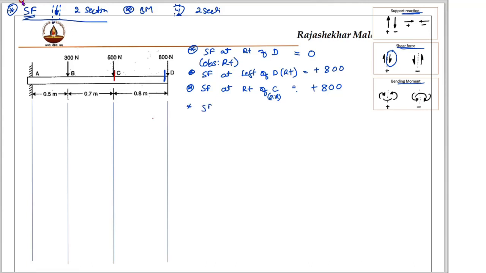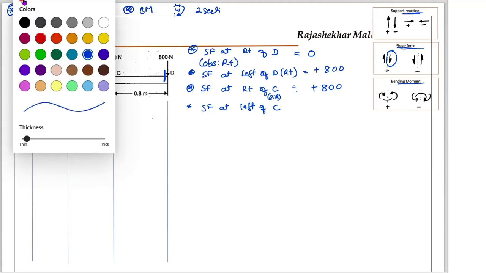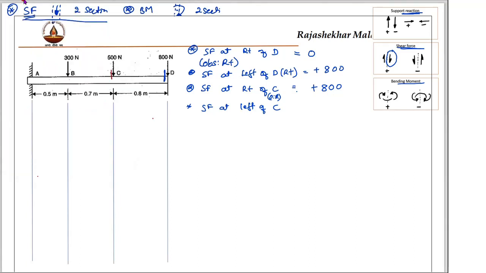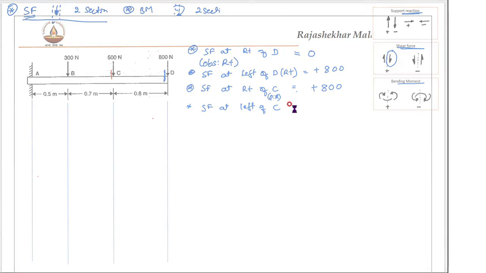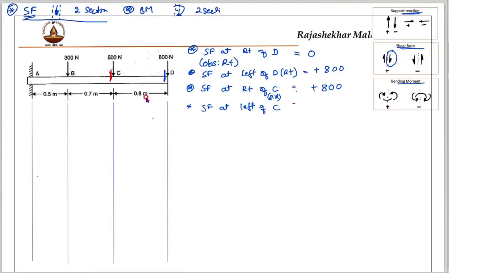Next is shear force at left of C. When I take the section here, on the right side of this section I see two forces, one 500 Newton and one 800 Newton. Both forces are downward, and right side downward forces are positive. Therefore plus plus, and the answer is 8 plus 5, 13, 1300 Newton.